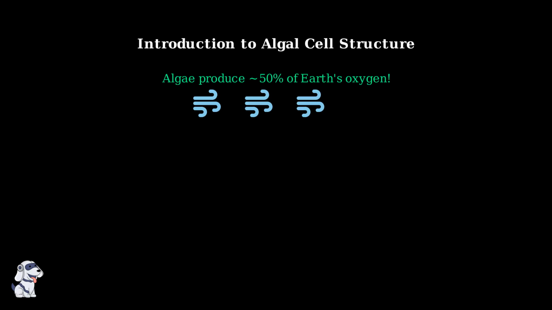Welcome to our exploration of algal cell structure. Algae are among the most important organisms on our planet, and understanding their cellular makeup reveals why they're so crucial to life on Earth. Algae are incredibly diverse photosynthetic organisms that produce approximately half of all the oxygen we breathe. That's even more than all the trees and plants on land combined.